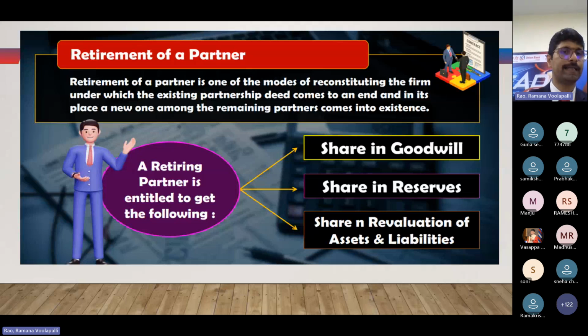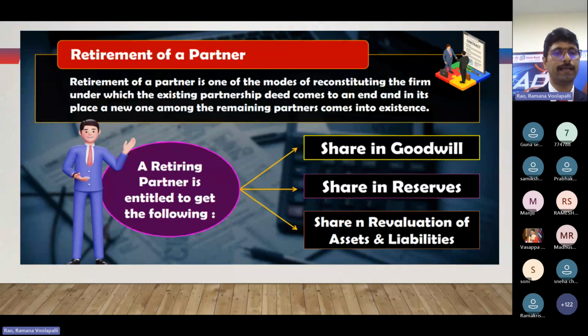When a partner is retiring from the partnership, we know that the partner has a right to retire from the partnership by giving advance notice to all the other partners and the firm. Retirement of a partner is one of the modes of reconstitution. It will lead to the reconstitution of the firm, under which the existing partnership deed comes to an end, and in its place, a new one among the remaining partners comes into existence. The remaining partners come together to form a new partnership.